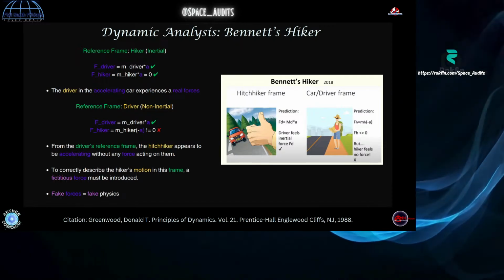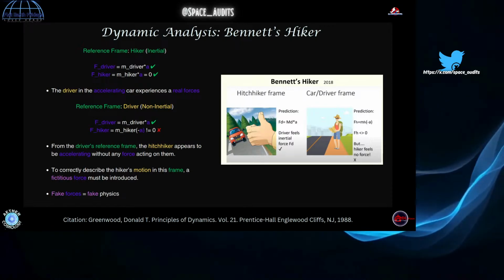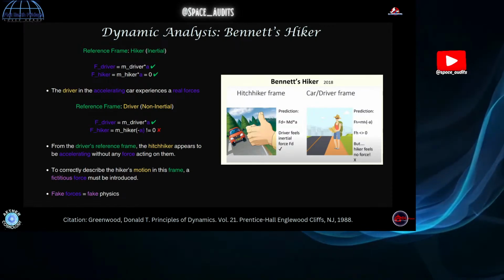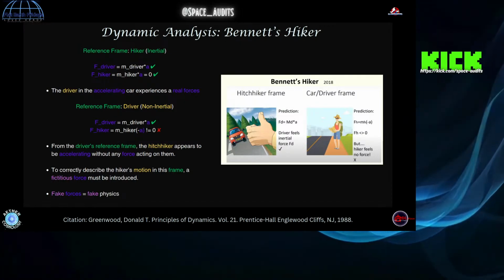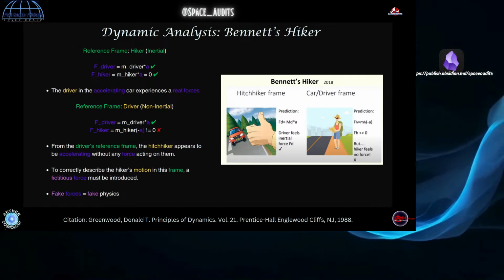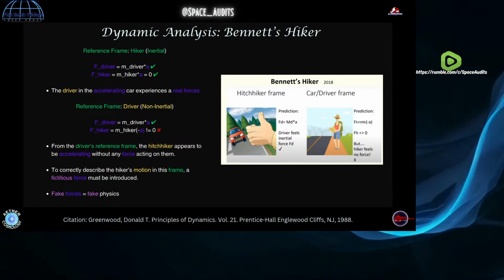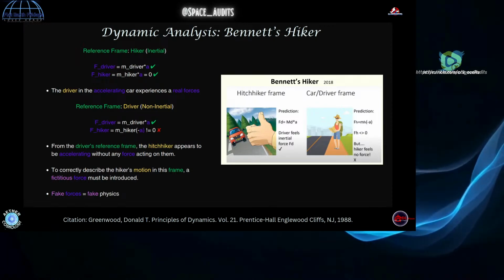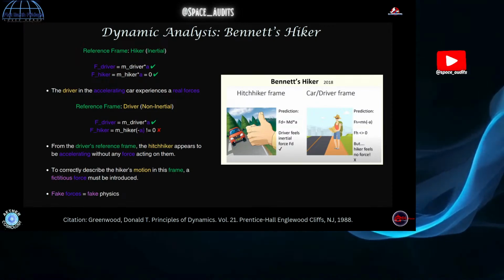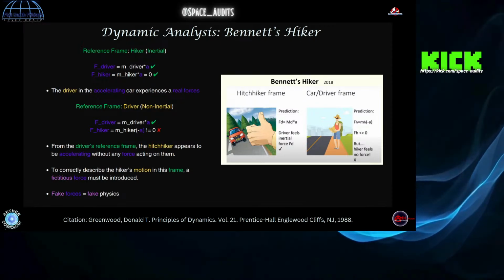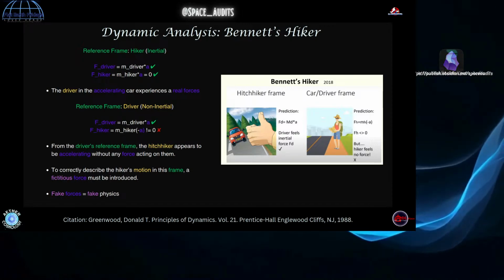And this is for circular angular rotation, right? Now we're going to go over the linear acceleration variant. This is Bennett's hiker. When you do the same analysis for inertial forces felt by the driver versus a hitchhiker on the side of the road, the hitchhiker makes the correct prediction that the driver will feel an inertial force, and that he himself will not feel any forces because his velocity is zero, so he makes the correct prediction.